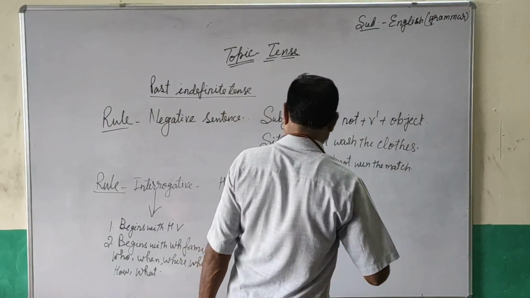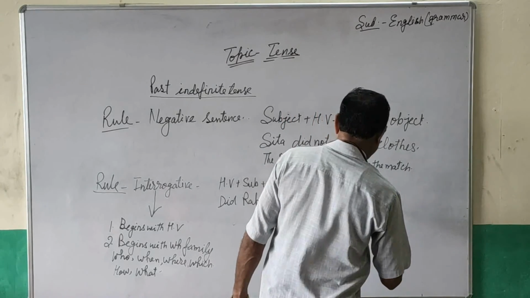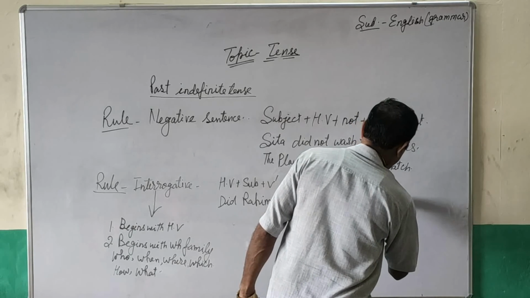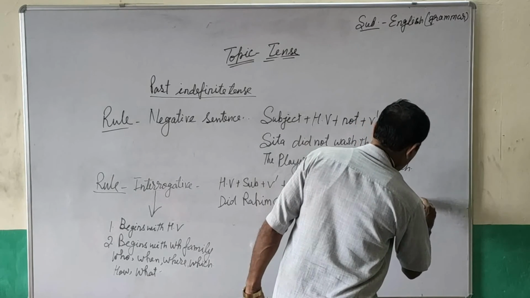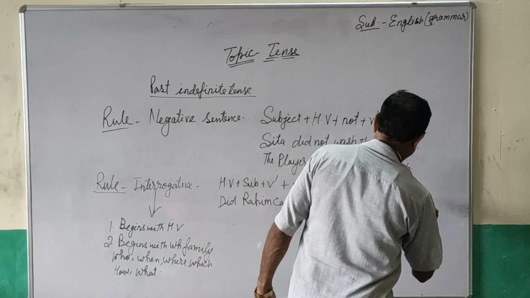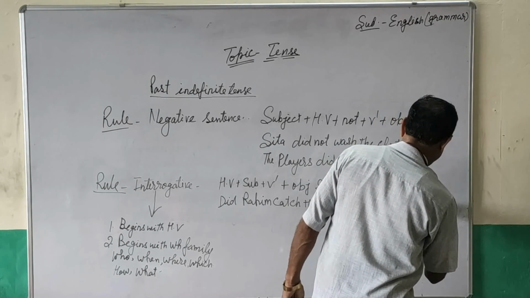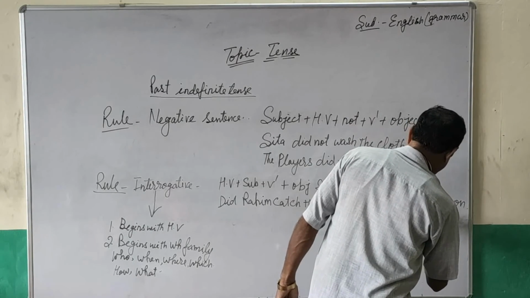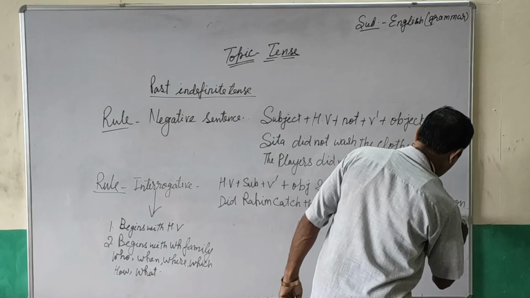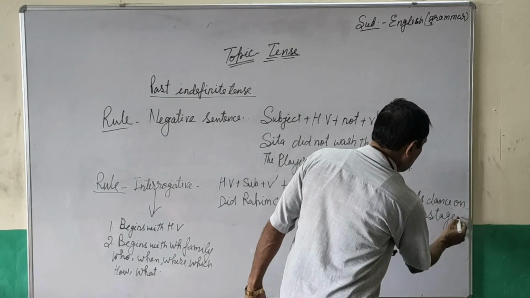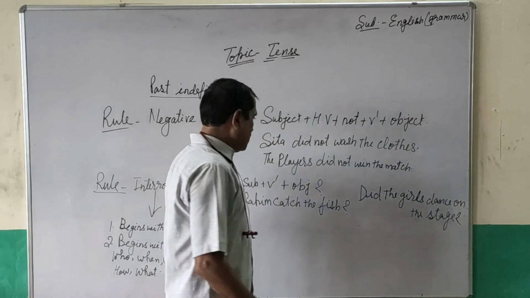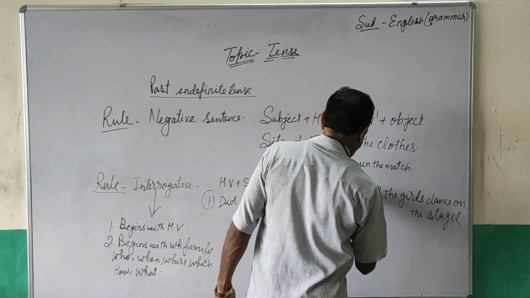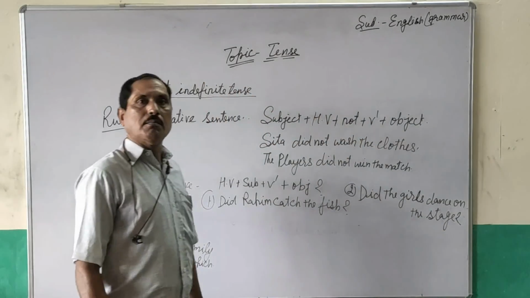The plural example is: Did the girls dance on the stage? In the first example, singular, and in the second example, plural.